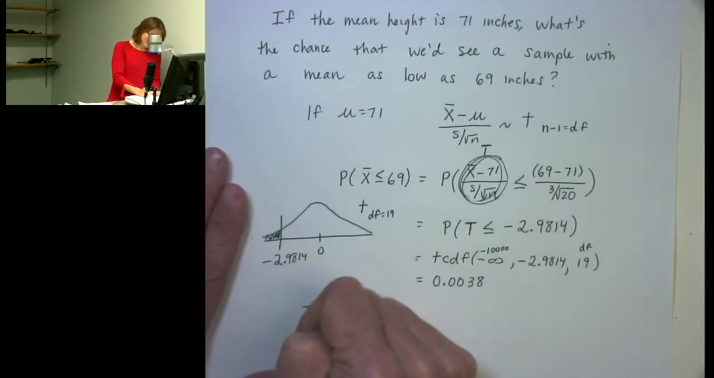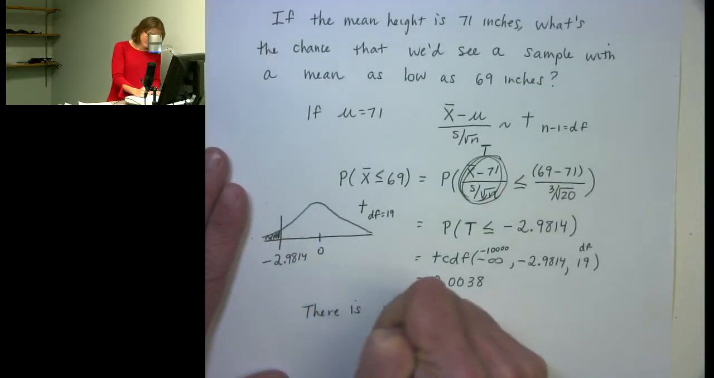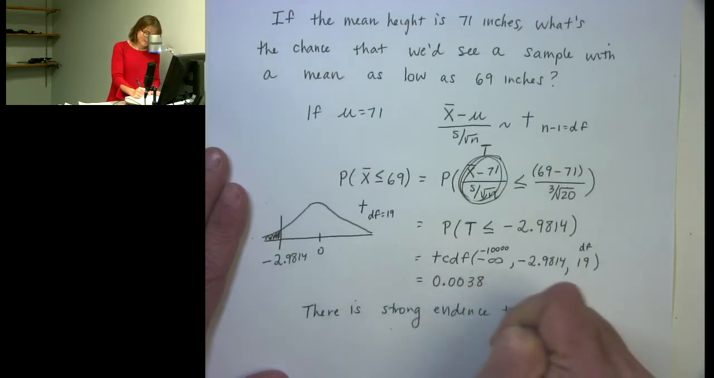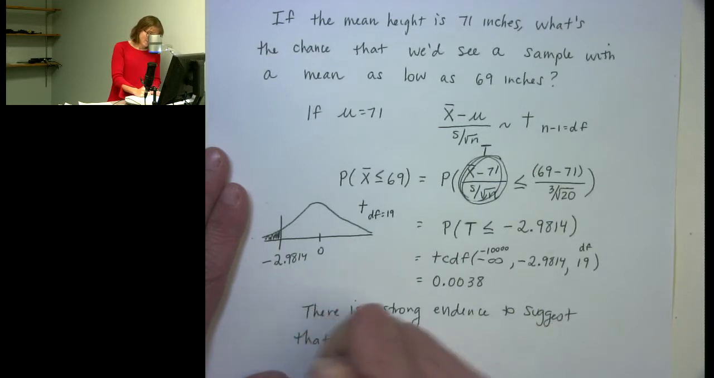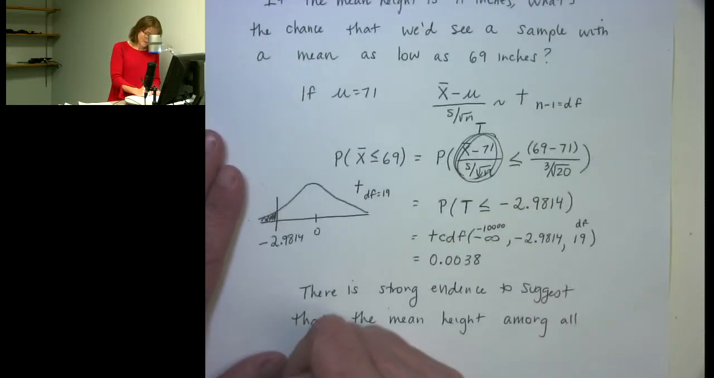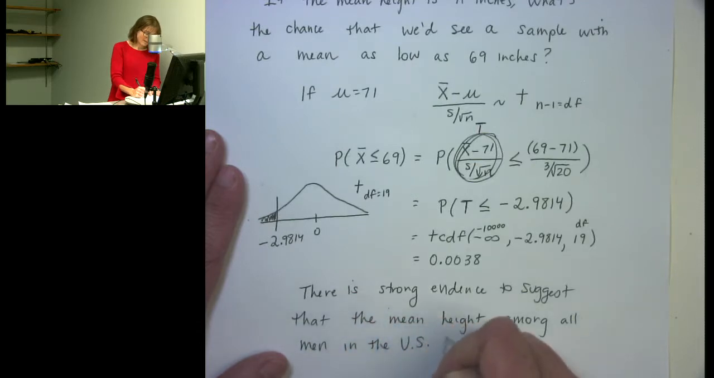And so since this is such an unlikely result, I'm more inclined to believe that the claim is not true. So there is strong evidence to suggest that the mean height among all men in the U.S. is less than 71 inches.